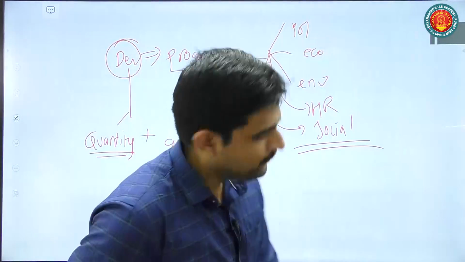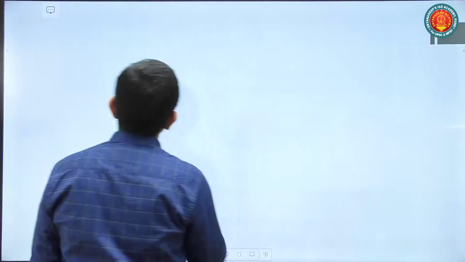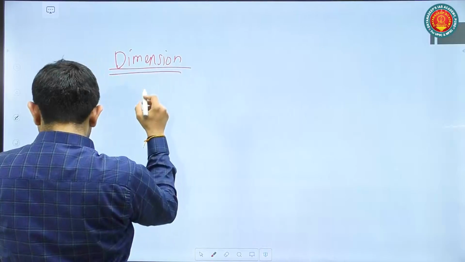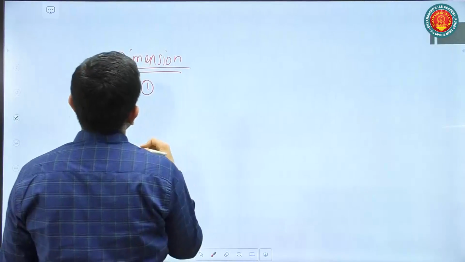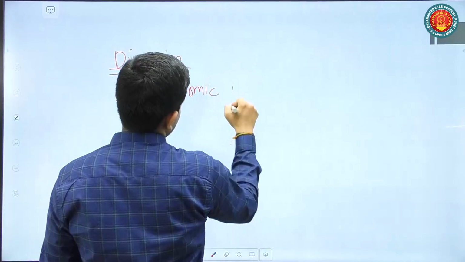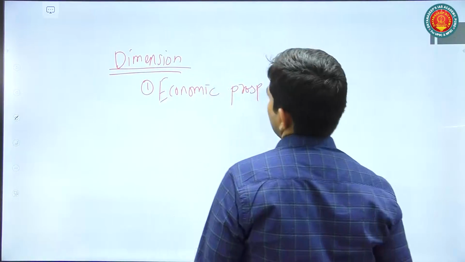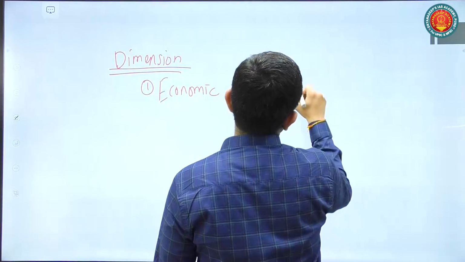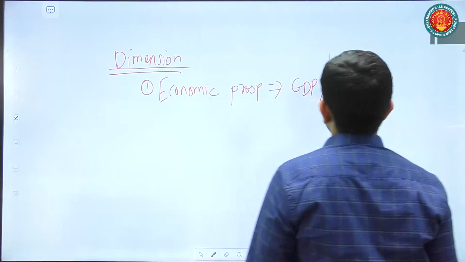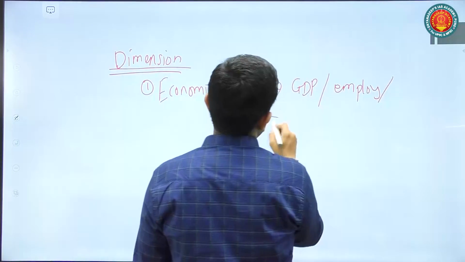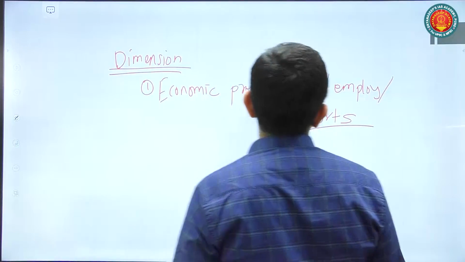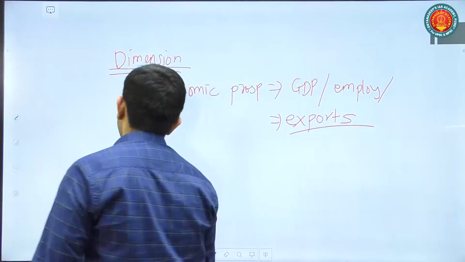Now let us see which are the different dimensions of this development. Okay, dimensions. The first dimension you can say is economic prosperity. Okay, this dimension you can count in the form of GDP growth rate, or in the form of employment generated in the economy, or in other forms. For example, the exports that a particular country is doing. These are the basic dimensions that you can address in the economic part.